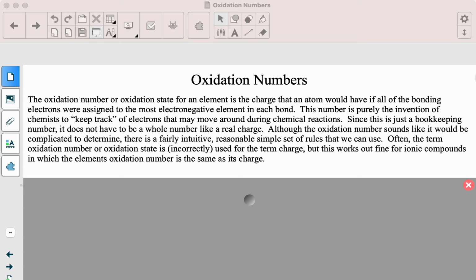Today we need to revisit an old idea from chem study, the idea of movement of electrons in chemical reactions. A tool we're going to need to do that at the more advanced level is oxidation numbers. But first I want you to remember what we did in chem study.